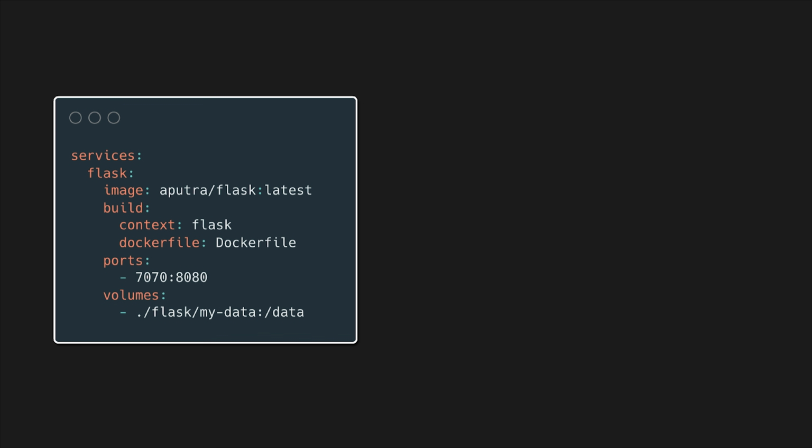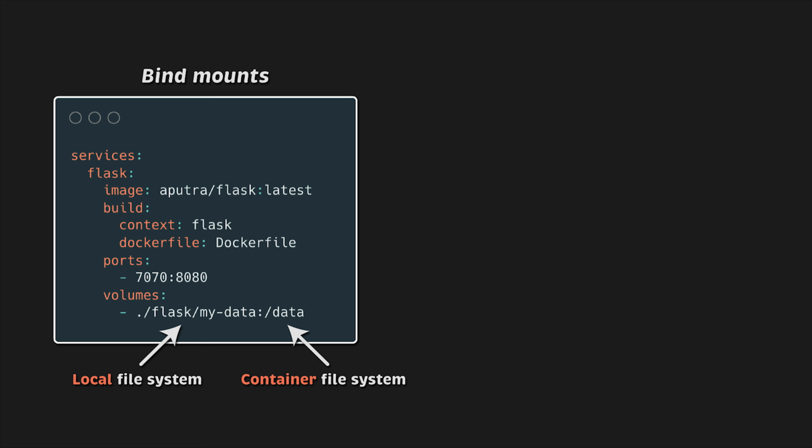Next, if you decide to run stateful applications such as databases, you will want to persist data between container restarts. The old way of doing this is called bind mount. Using this approach, you would take a directory or a file on your local file system and mount it inside the container. Everything that the container saves in that directory would be saved on your local file system. However, this approach has limited functionality compared to volumes.